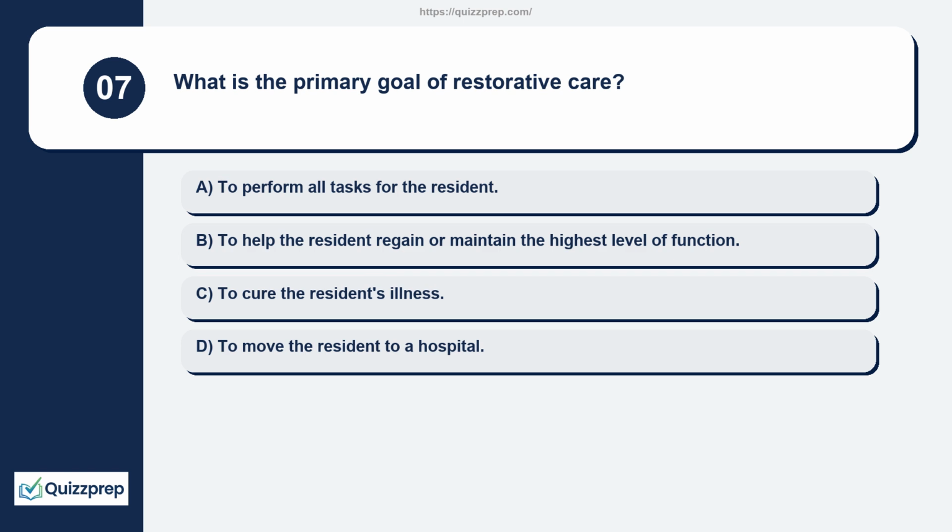Question 7. What is the primary goal of restorative care? To perform all tasks for the resident. To help the resident regain or maintain the highest level of function. To cure the resident's illness. To move the resident to a hospital.